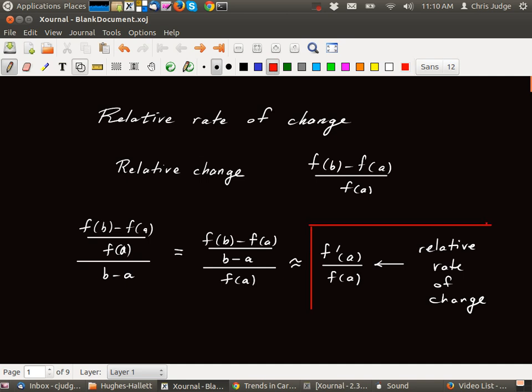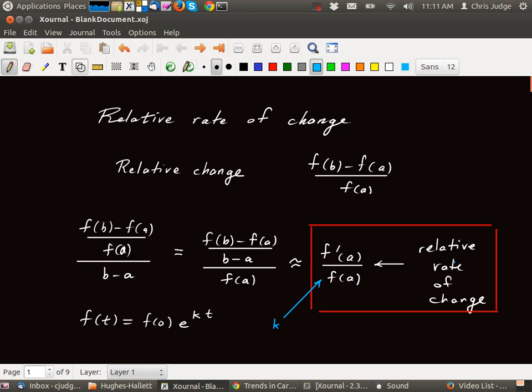Now the relative rate of change is actually something we've already seen before. The relative rate of change is constant if and only if the function f is an exponential function. In particular, if f of t is equal to f of 0 times e to the kt for some constant k, then, miracle of miracles, this number here is actually k. So this constant k is the relative rate of change.